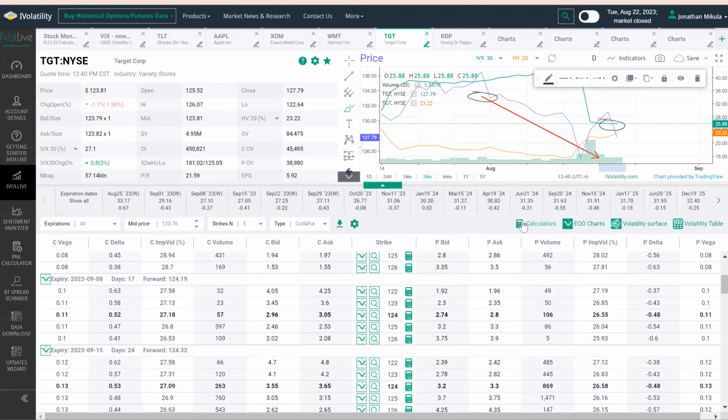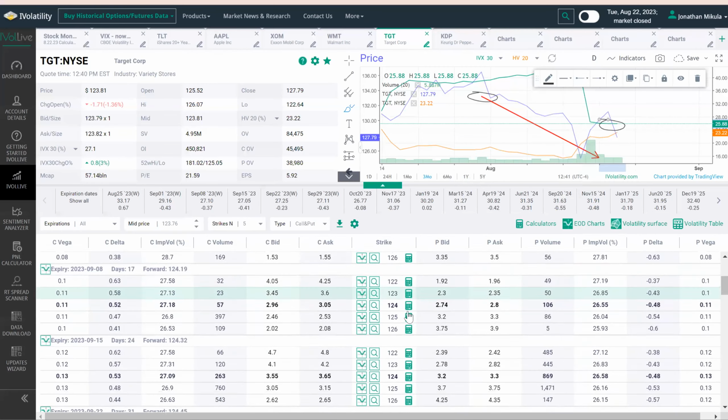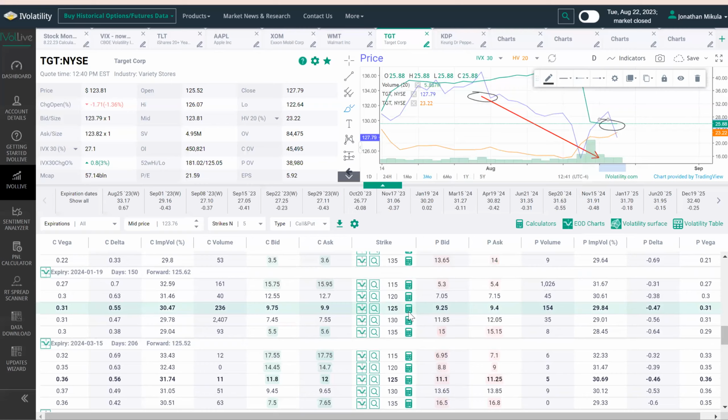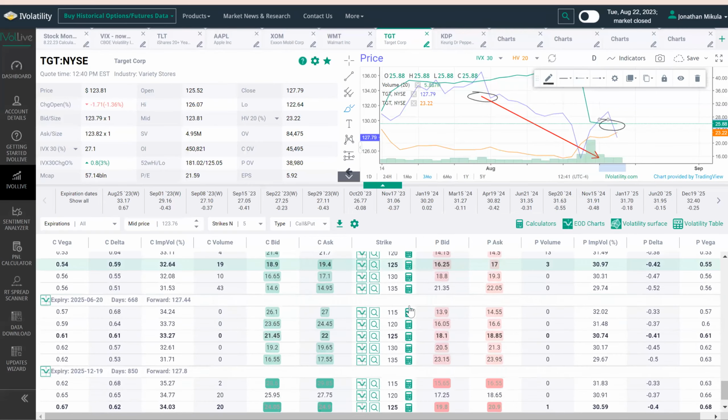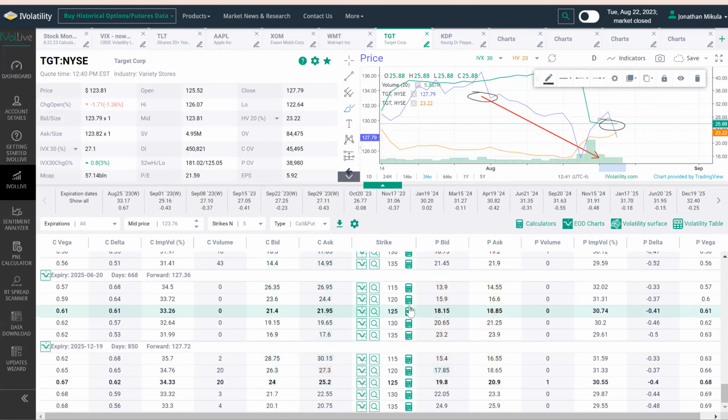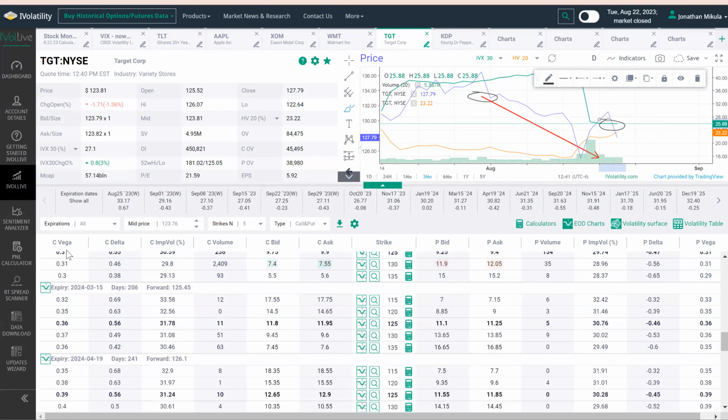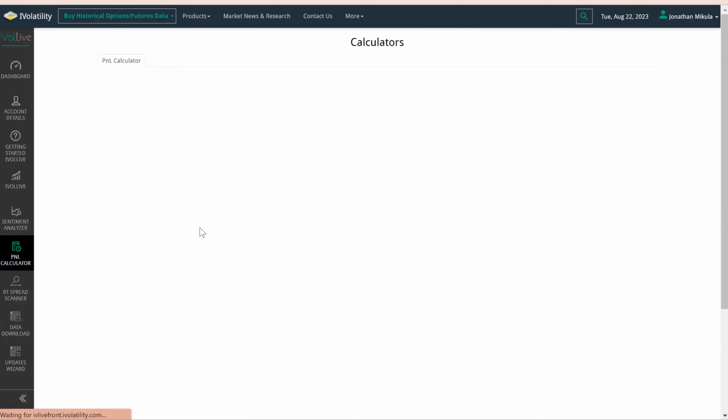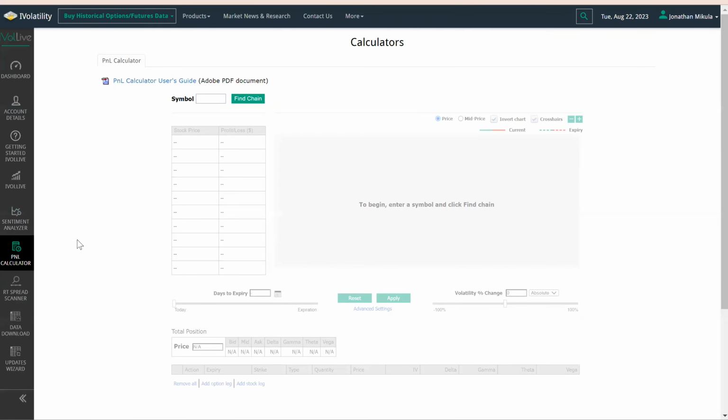So those are the calculators. Again, you can access them. Look at that. Any strike you're interested in has a calculator tailored to that strike price, which is incredibly powerful. The other main calculator within iVolatility is the P&L calculator. So we do a webinar solely dedicated to P&L, so that way we can give this tool the justice it deserves.